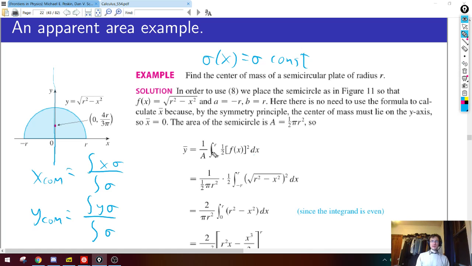Okay, so let's find the y part. They don't use the letter sigma here, but in their notation, y bar, which is the y center of mass, is supposed to be 1 over the total mass, but they're using area, so I guess they're pretending that the density is 1. Right, if the density is 1, then the total mass would be 1 times the area, or just the area.